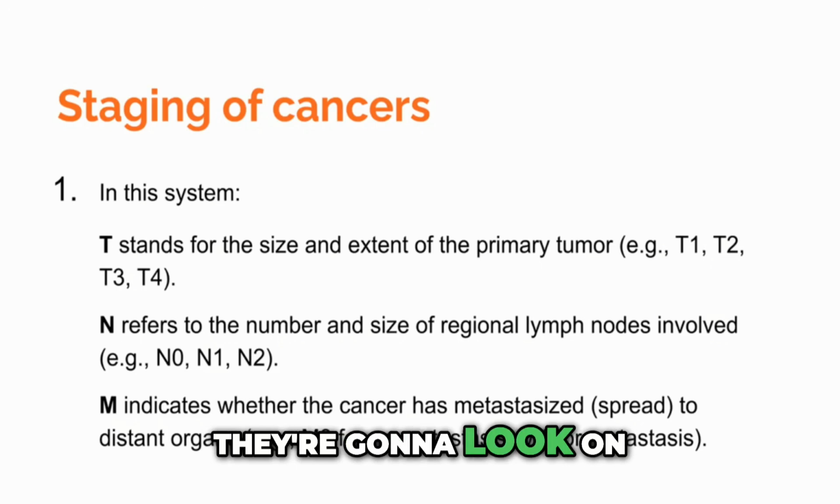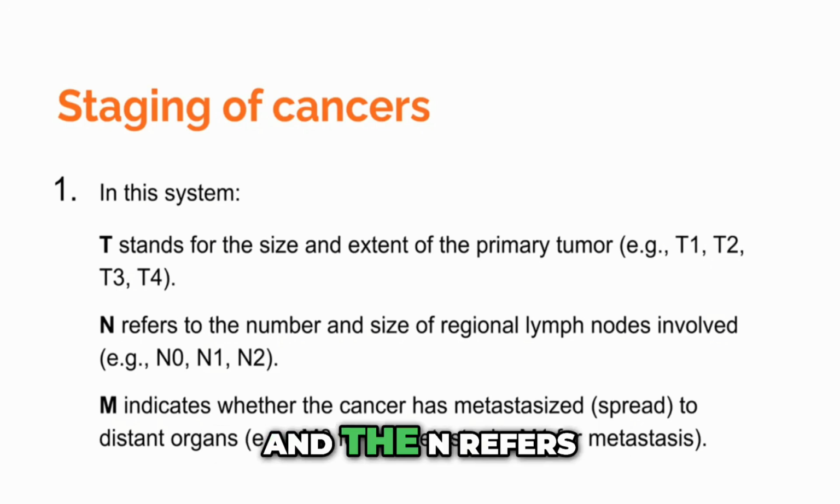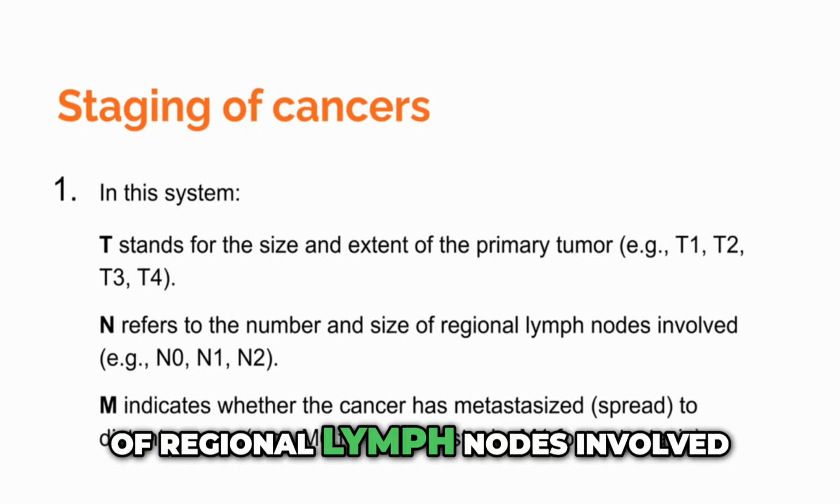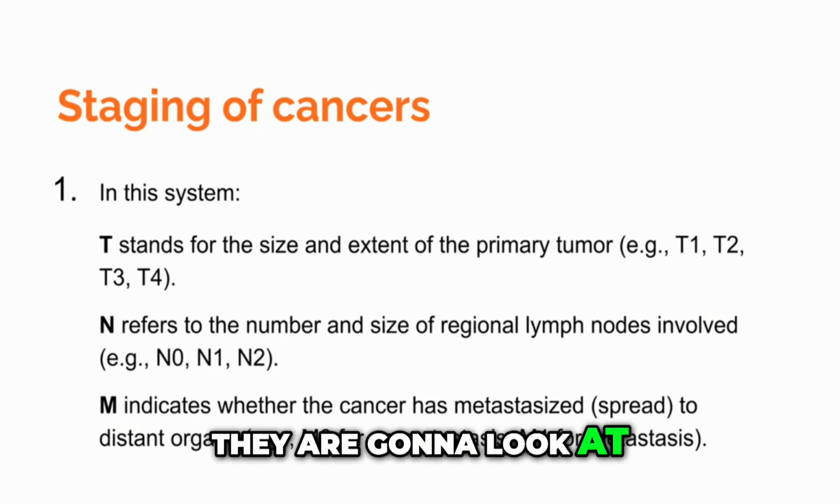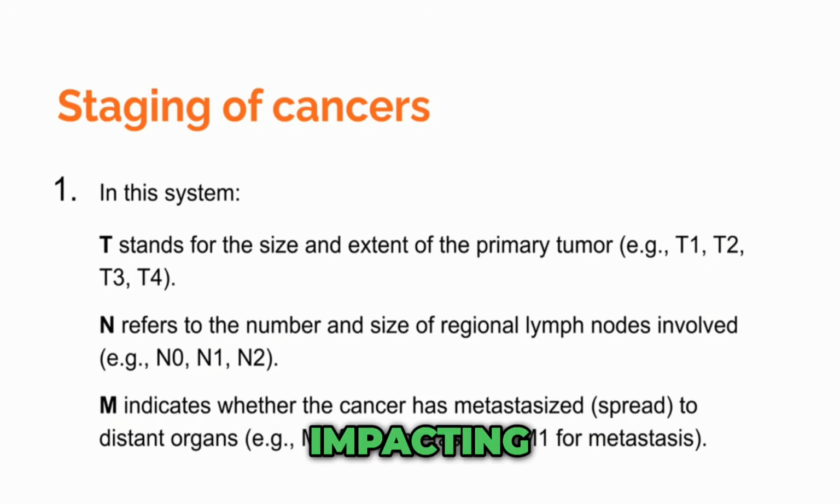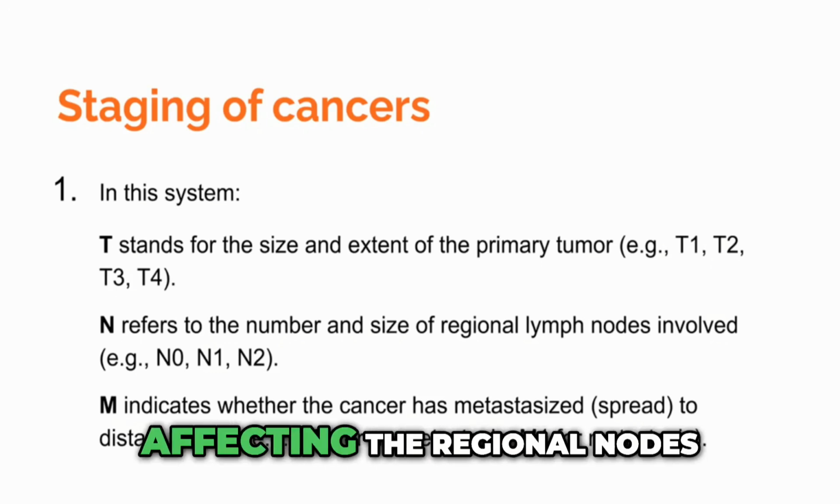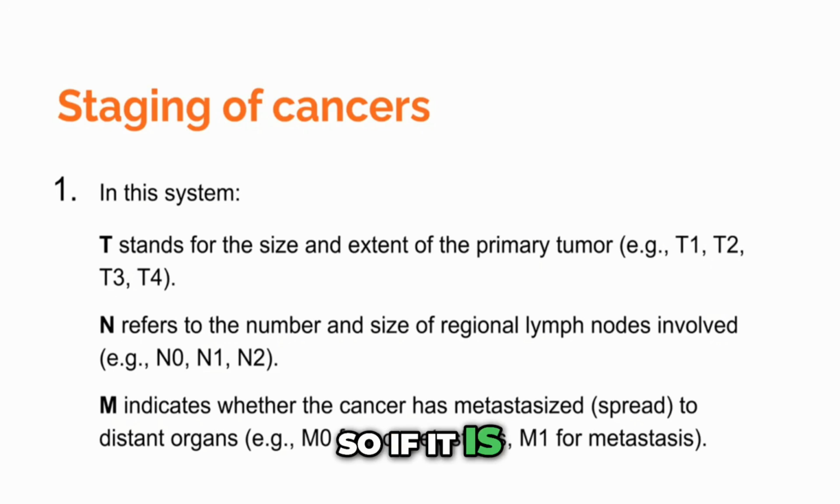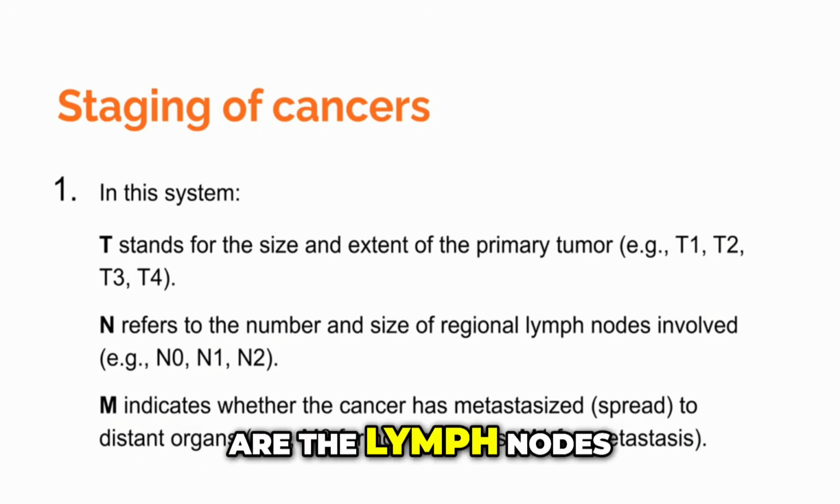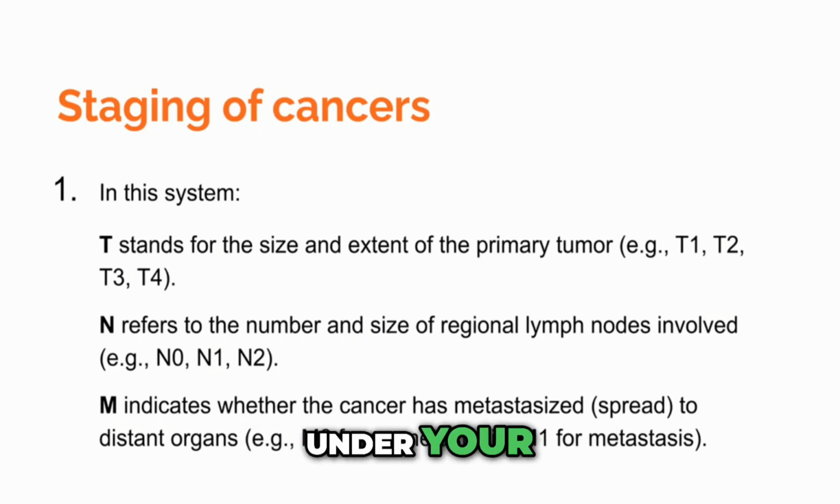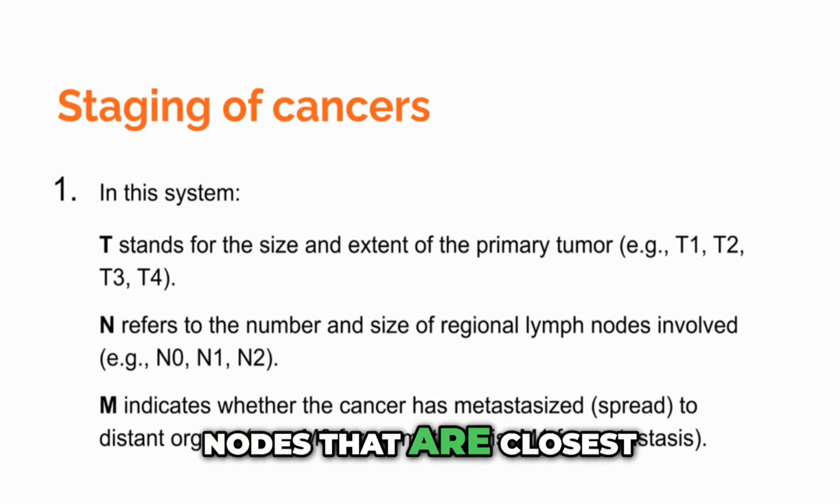Next, they're going to look at the N, and the N refers to the number and size of regional lymph nodes involved. So now that you have the tumor, they're going to look at how the tumor is affecting the regional nodes in that particular area. So if it is in the breast, you're going to look at how the cancer is affecting the lymph nodes under the armpit, or the lymph nodes under your chin, on your neck, or the lymph nodes in your groin. All right, so they're going to look at how the lymph nodes closest to the primary tumor are being impacted.